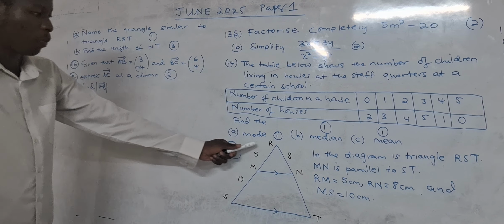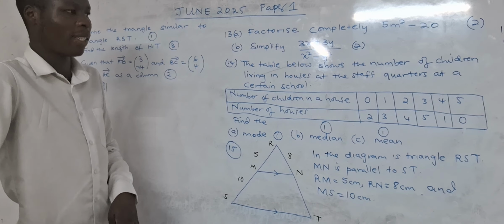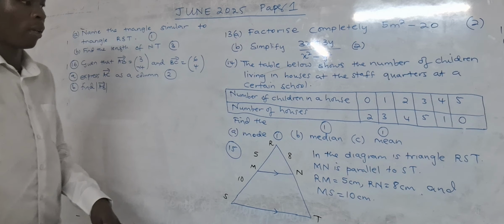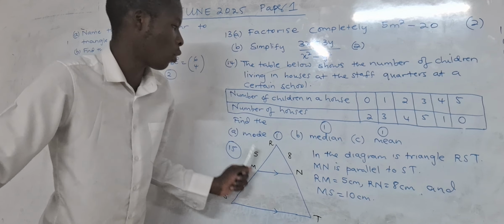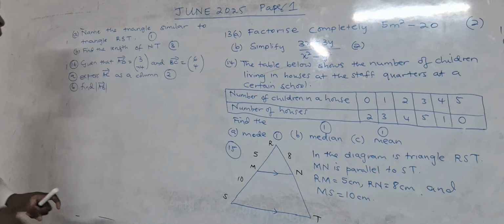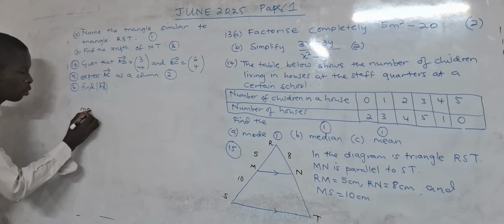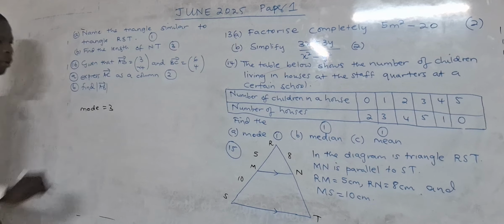So the mode is the part with the greatest frequency. In this case, the greatest frequency is 5, so the mode is 3. So mode is equal to 3.